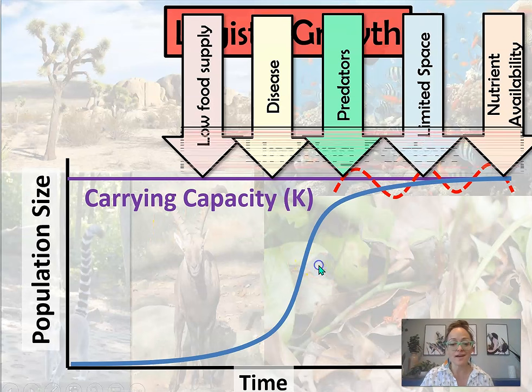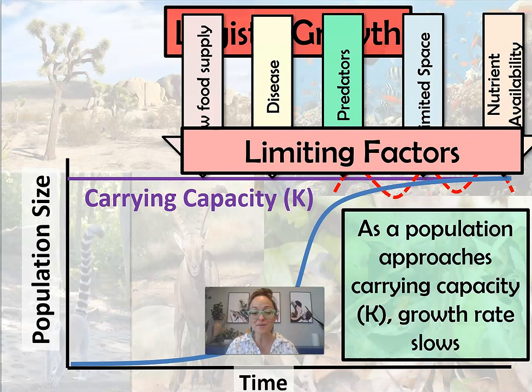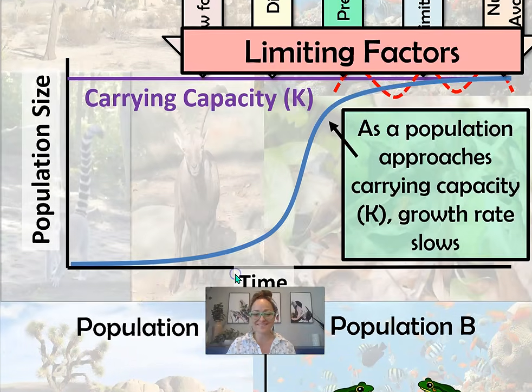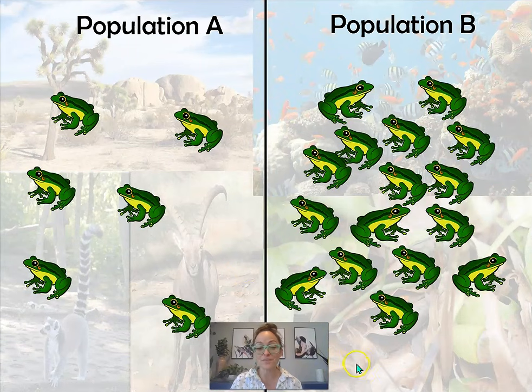So as a population approaches carrying capacity, the growth rate slows. And I'll talk about that and show a couple examples in a bit. So let's go ahead and see some of these limiting factors that exist in nature. So we have two populations here, and you can see that population A has a lower population density and B has a higher population density.